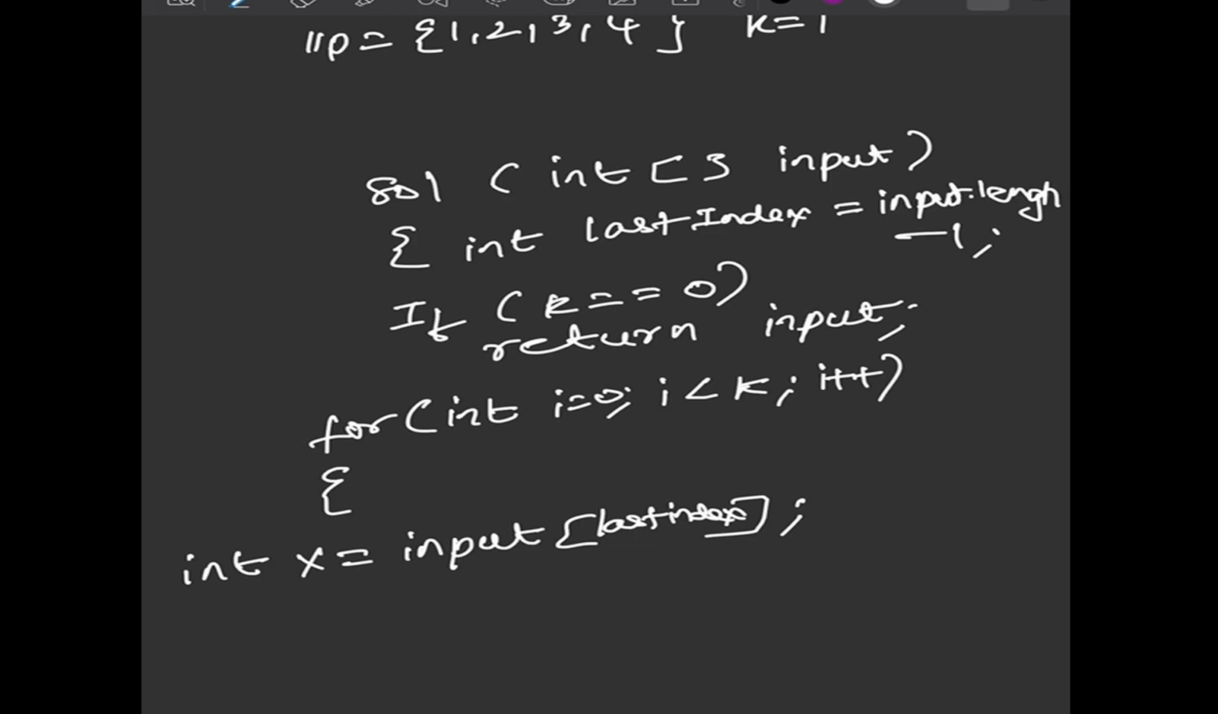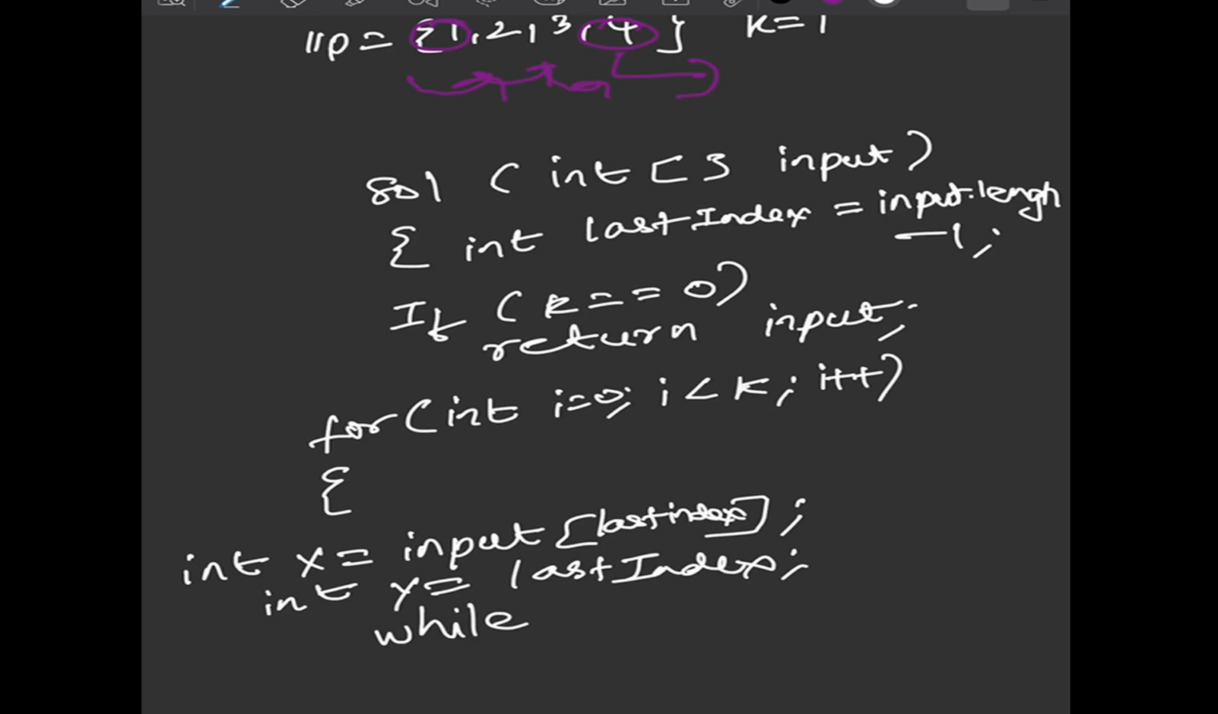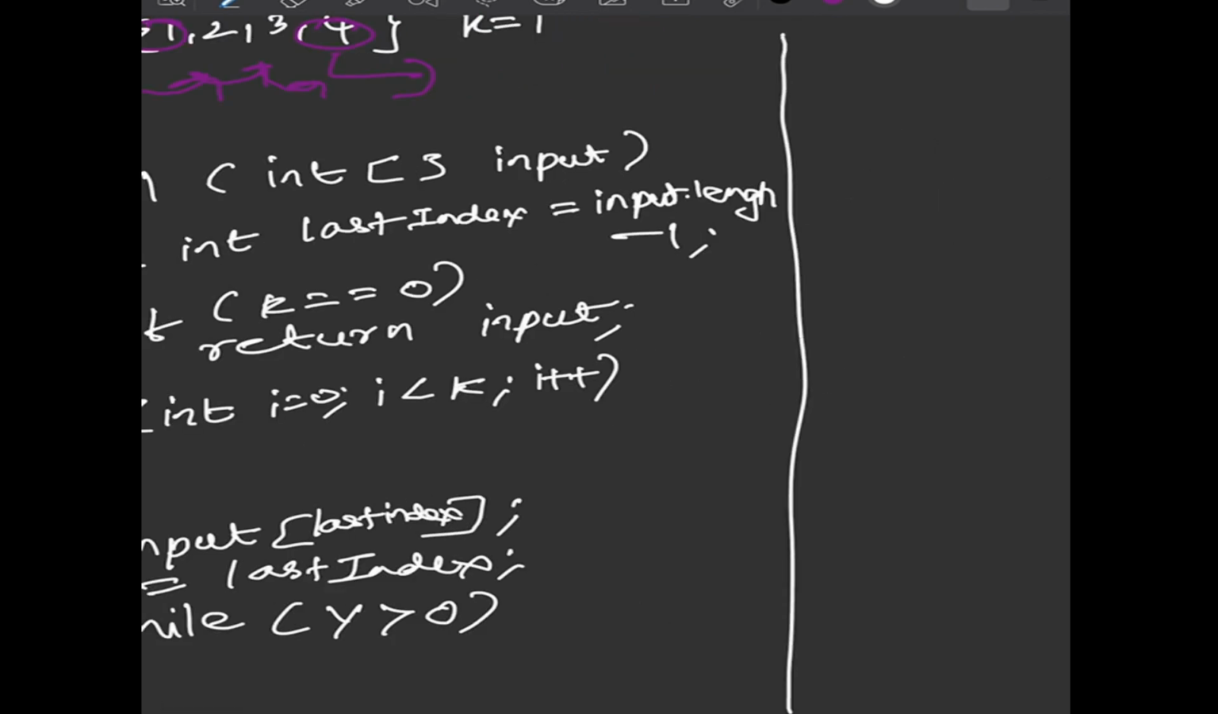However, there is an element which is already present in the first index. We need to shift these elements before we perform this copy operation. Y is the pointer to the last index, and we can iterate until y is greater than 0. Let me continue the problem here.